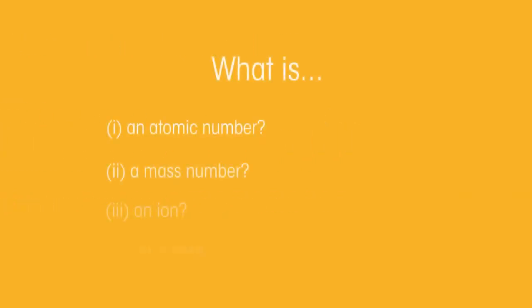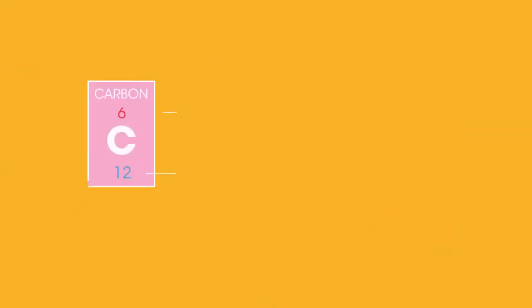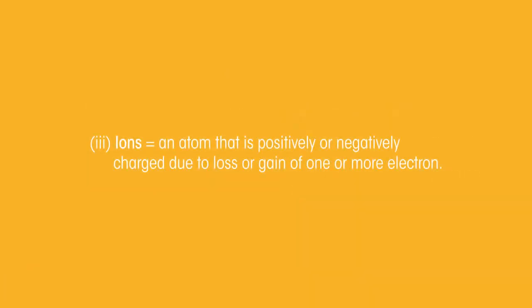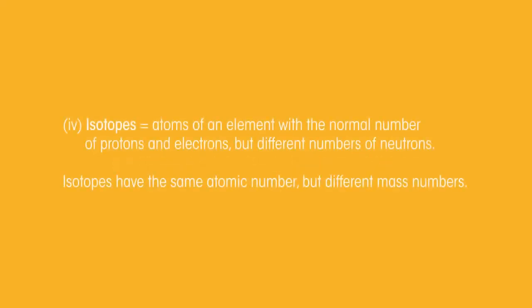So, there we have atomic numbers, mass numbers, ions, and isotopes. Do you know what all 4 are? Pause the video and have a think. Did you get them right?